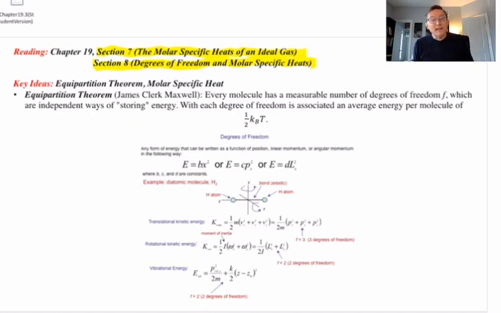Now, what's important to keep track of is a couple of things. What kind of gas is it? What are the constituent particles? Are they single atoms like helium? Or are they molecules like hydrogen gas, which is diatomic?